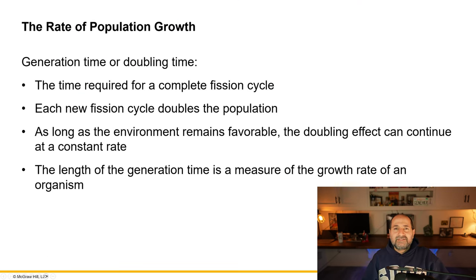Now let's discuss bacterial rate of population growth. How fast do bacteria divide? This is known as the generation time or doubling time of a bacterium. It's the time required for a complete fission cycle. This means one young bacterium growing, elongating, and ultimately becoming two identical copies, right?